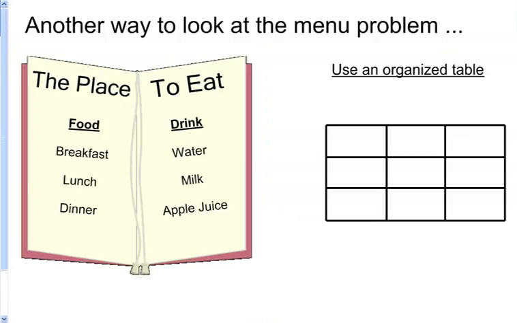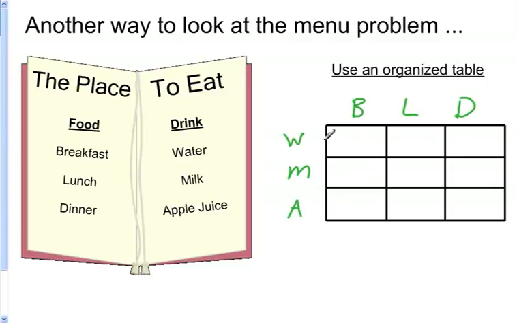Another kind of idea or strategy would be to use this organized table idea. So I had 3 foods. One was breakfast, one was lunch, and one was dinner. So I put foods on the top. And I had 3 drinks to choose from: water, milk, and apple juice. And if you've ever done Punnett squares in science, this is the same idea. I'm just going to put the letter combinations together.